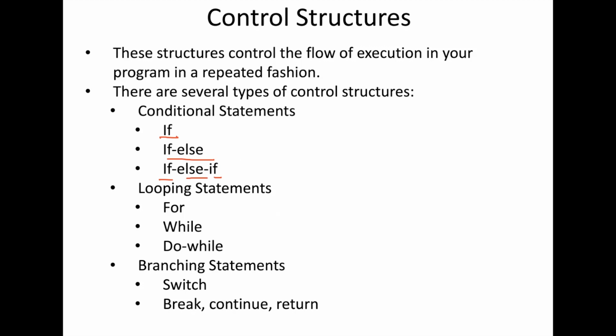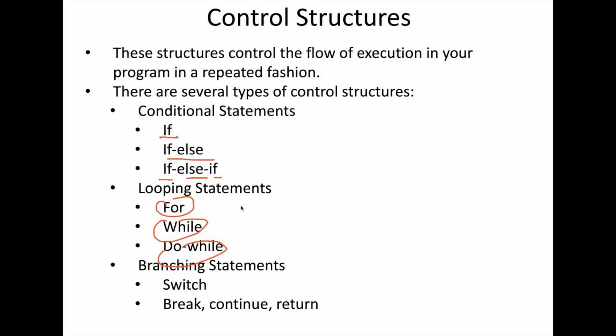Another type of control structure is what we call looping statements, or loops. We'll look at for loops, while loops, and do while loops in a different video. Basically, they allow you to execute a block of code a specified number of times, or execute a block of code as long as the specified condition is true.